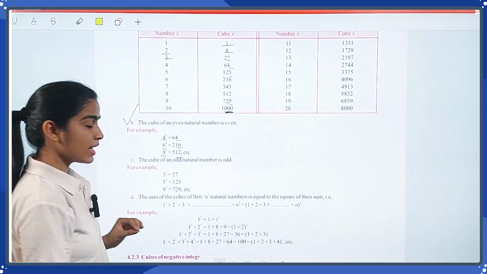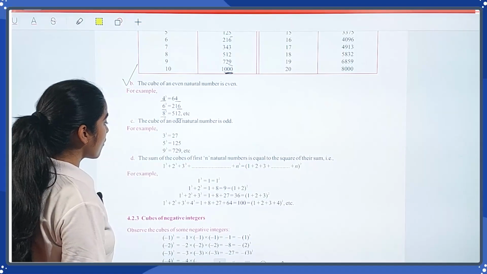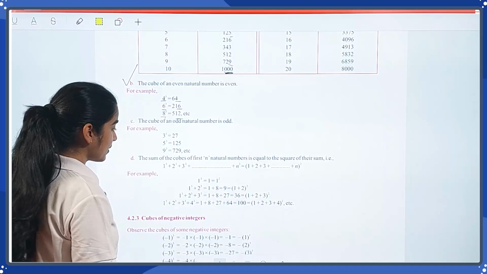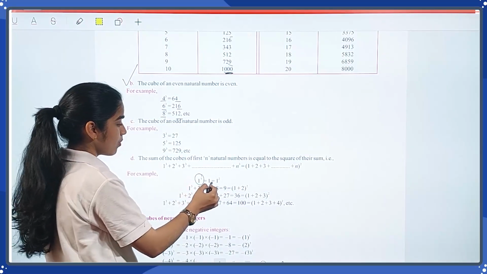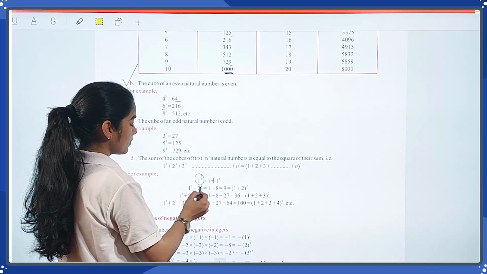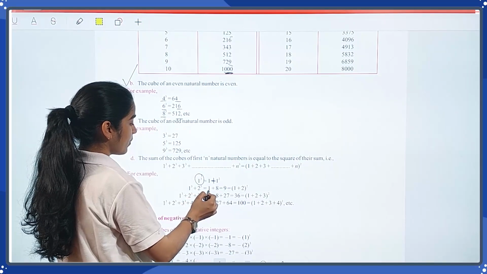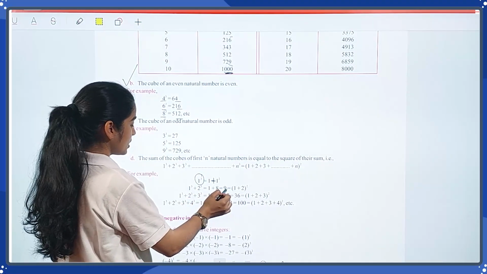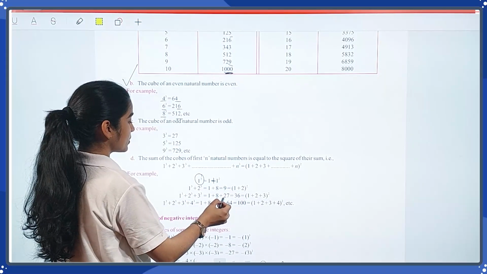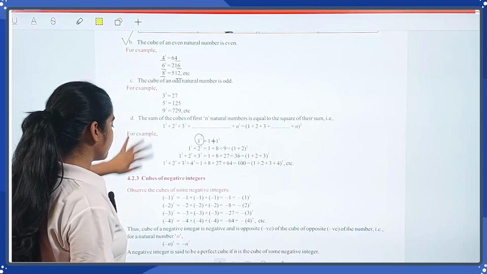The cube of an odd natural number is odd, and the sum of the cubes of the first n natural numbers is equal to the square of their sum. It means if I take 1 cube, it is 1, which is 1 square. Then 1 cube plus 2 cube, 1 plus 8, is equal to 9. Then 1 cube, 2 cube, 3 cube, it means 1 plus 8 plus 27 is equal to 36. So in that way we solve it.